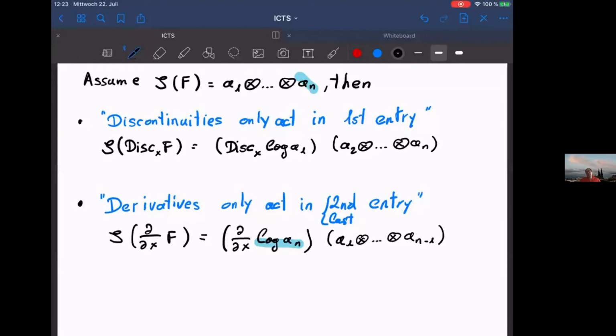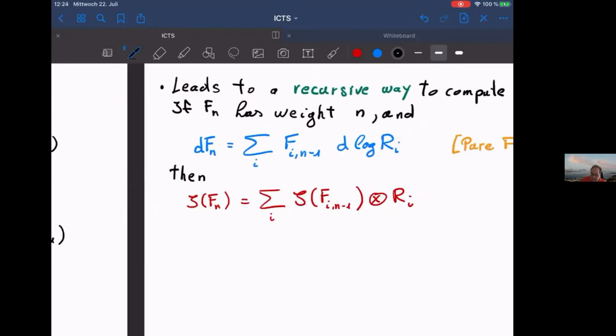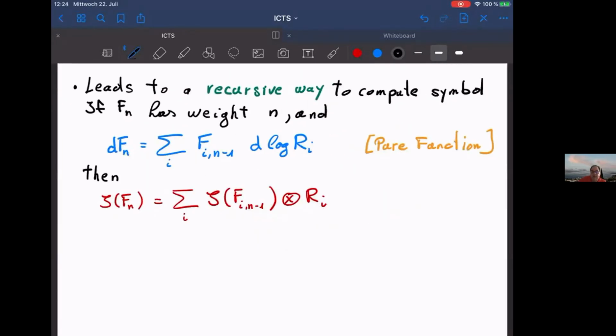So what I want to say is that this last formula often gives you a more convenient way of computing the symbol. Why? You actually get a recursion. And the reason is as follows.